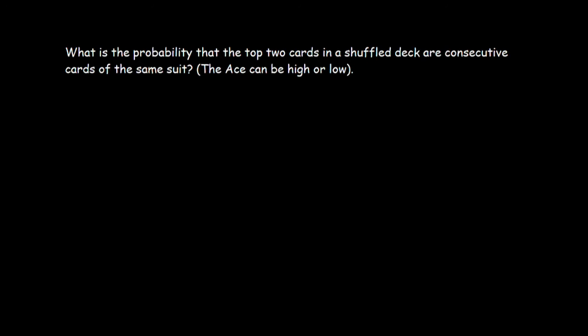Let's look at the question. What is the probability that the top two cards in a shuffle deck are consecutive cards of the same suit? The ace can be high or low. Let's first analyze this question. So it's talking about the probability that the top two cards in a shuffle deck, which has a total of 52 cards, are consecutive cards of the same suit.